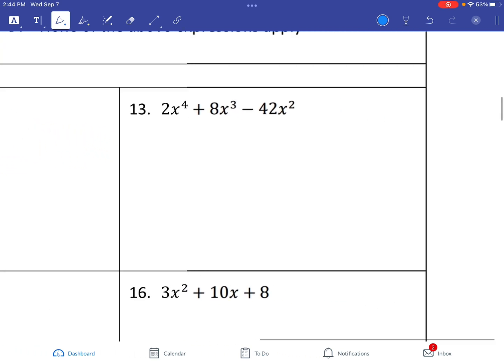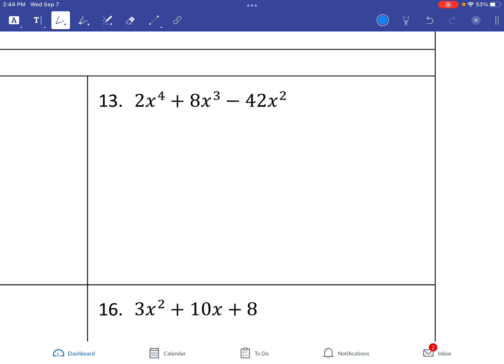All right, number 13. First thing I see here is all the numbers are even, so I can take at least a 2 out. And all the terms have at least x squared, so I can take x squared out. I'll be left with x squared plus 4x minus 21. I now have to factor what's inside the parentheses. Two numbers that multiply to be negative 21 but add up to be 4 would be 7 and negative 3.